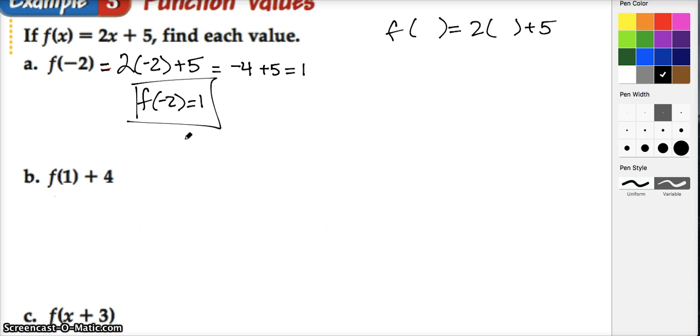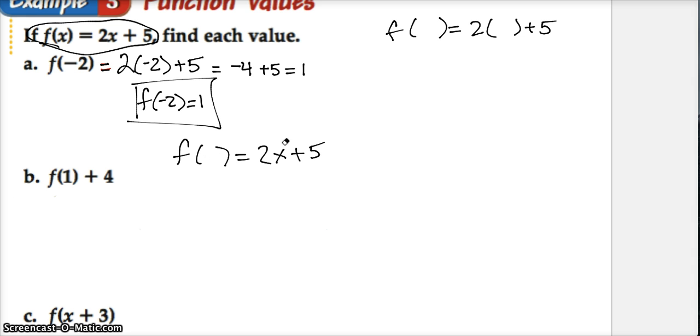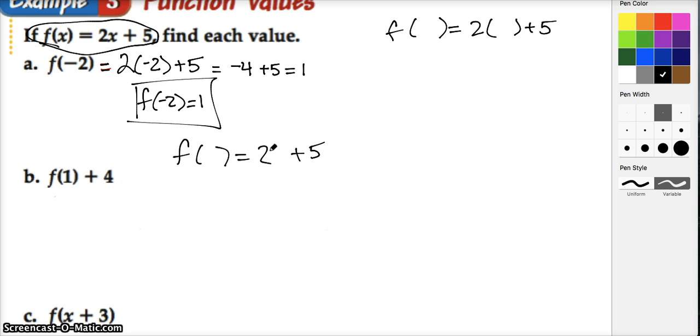Remember what I told you I like to do? Here's the function that we're dealing with. f is being defined as f of x is equal to 2 times x plus 5. And I told you I like to ignore the x and replace it and leave it as an open parentheses. So now f of 1 is equal to 2 times 1 plus 5, and this thing is equal to 7. Now I'm going to replace f of 1 with 7, and I have 7 plus 4, and my final answer is 11. I hope that made sense to you.